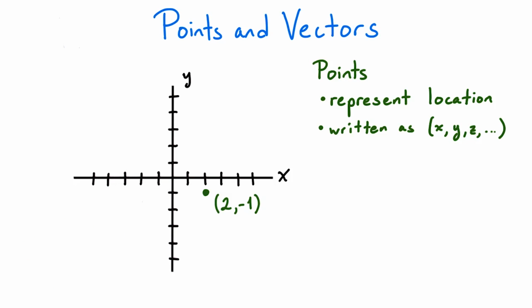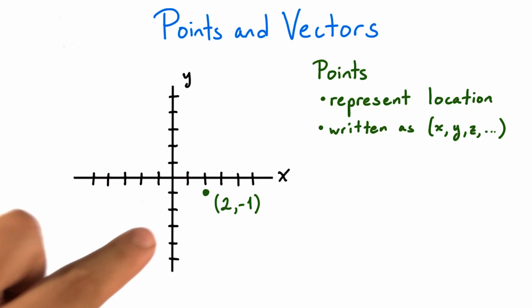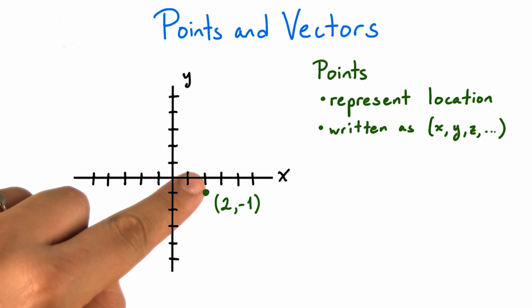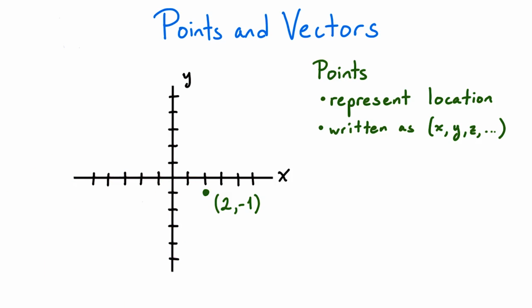We represent a point in this system as an ordered pair of coordinates, first the x-coordinate, then the y-coordinate. So this point, located 2 units to the right of the origin, and 1 unit below the origin, would be represented as (2, -1). In 3 dimensions, we can represent a point in a similar way as a triple of coordinates. First its x-coordinate, then its y-coordinate, and then its z-coordinate.